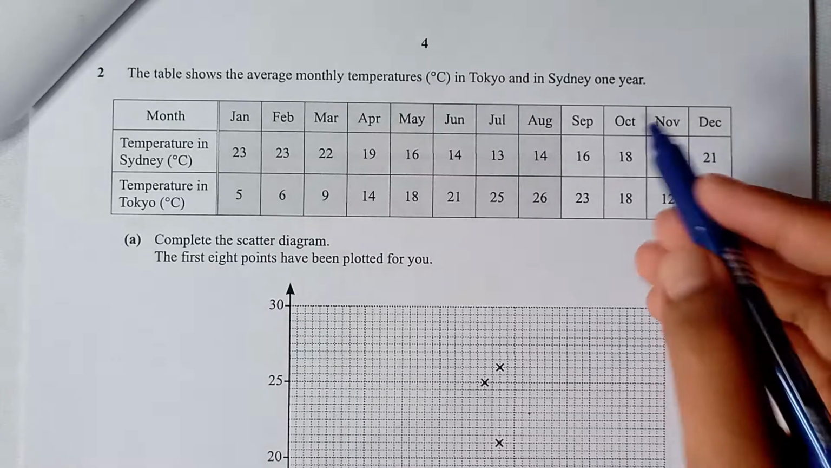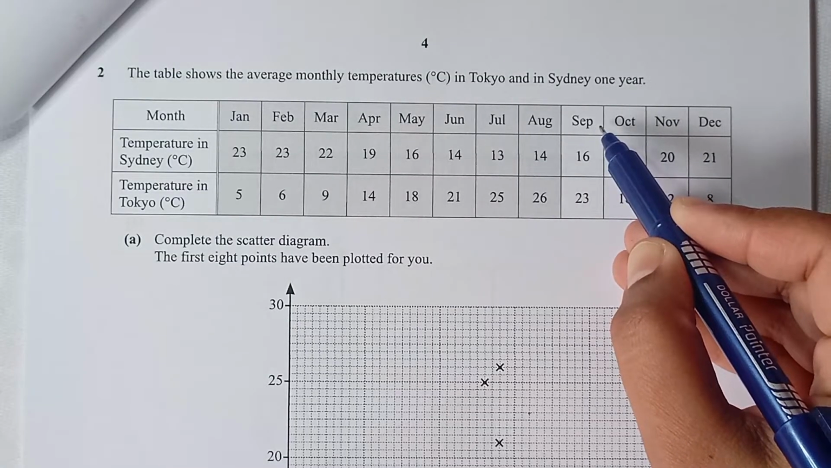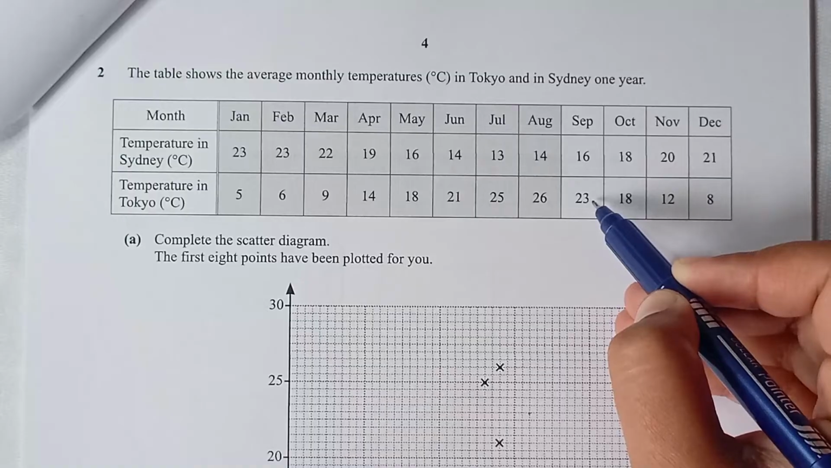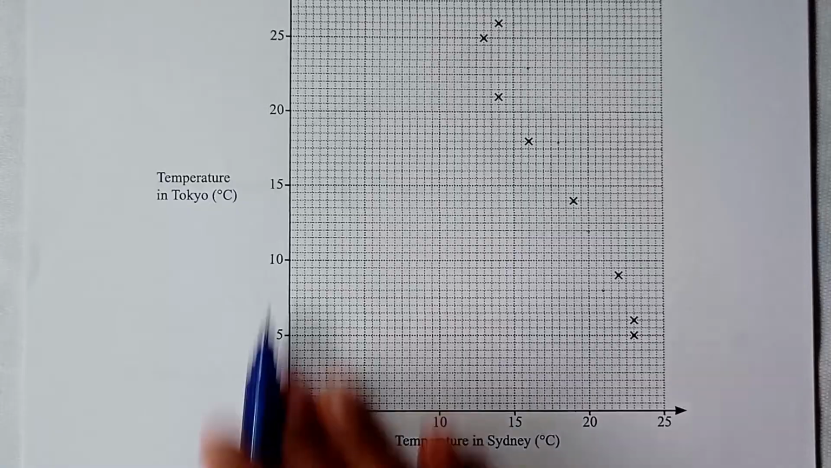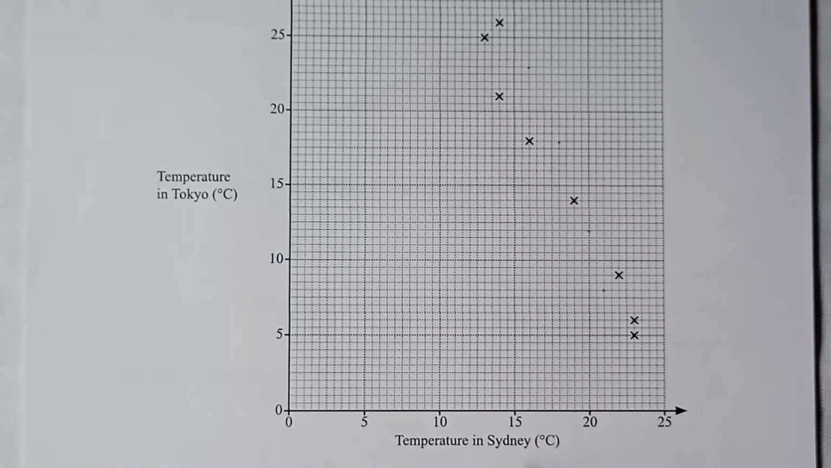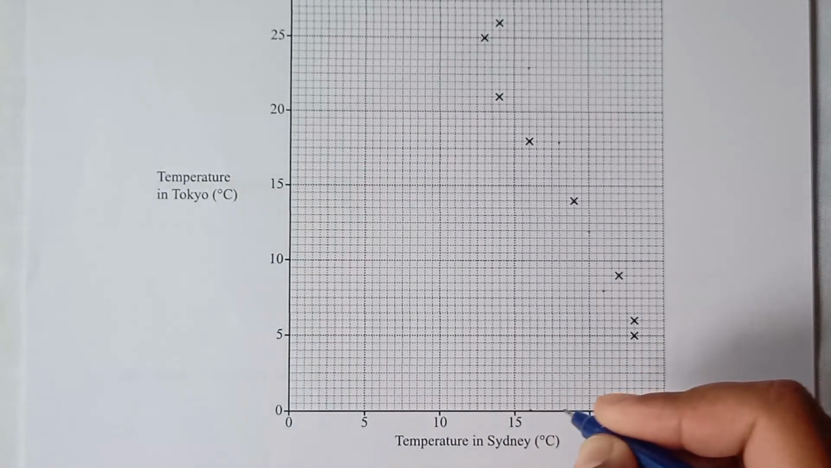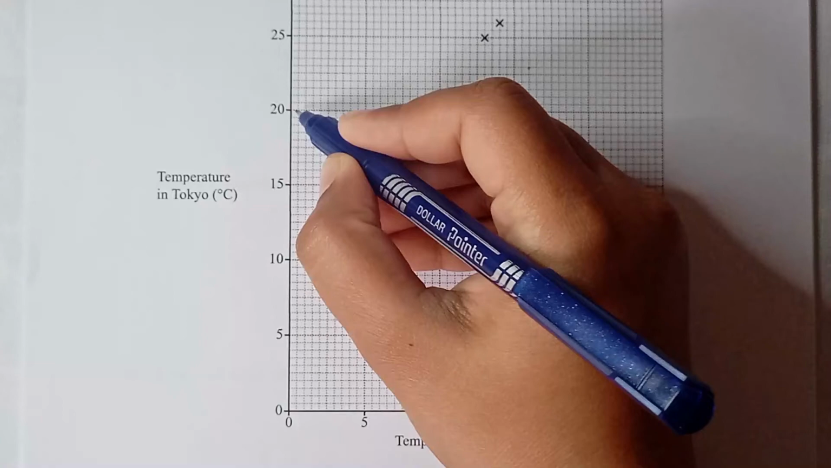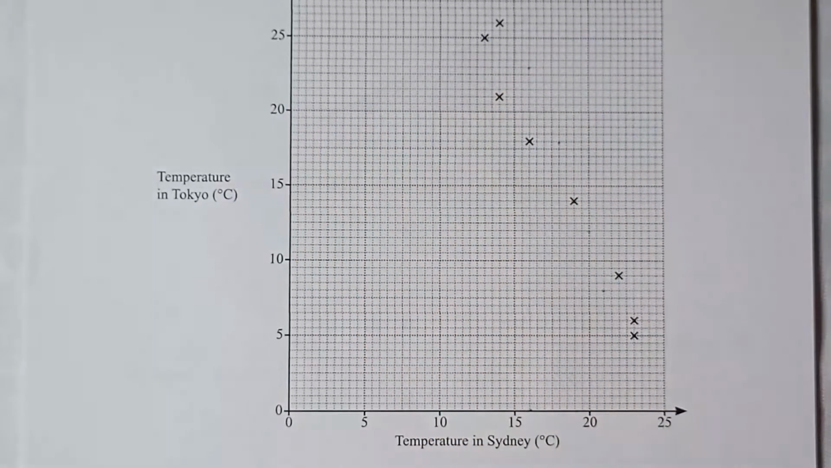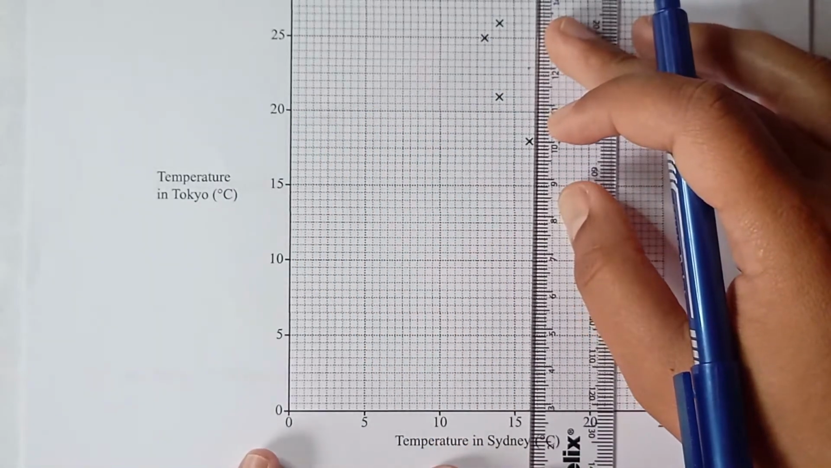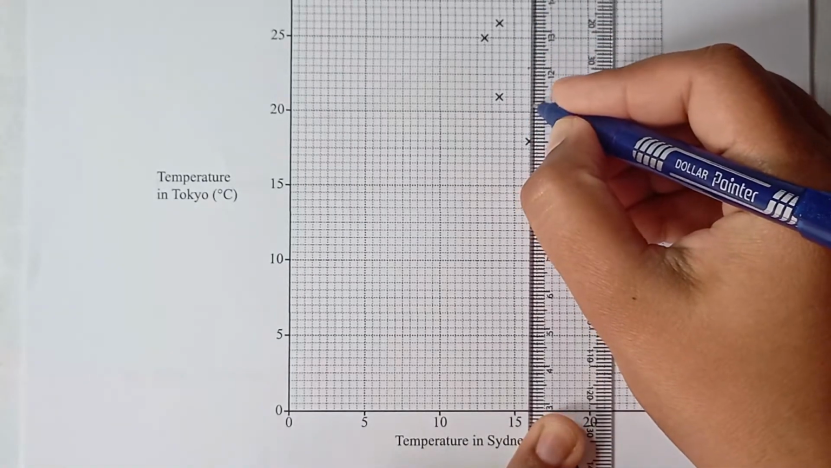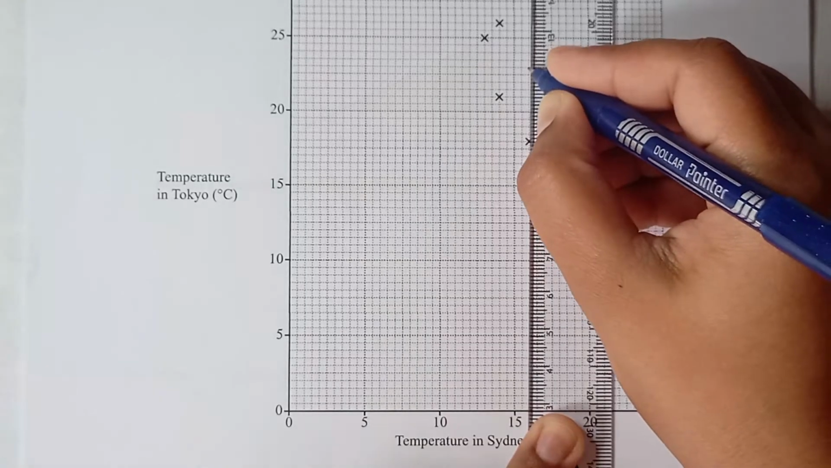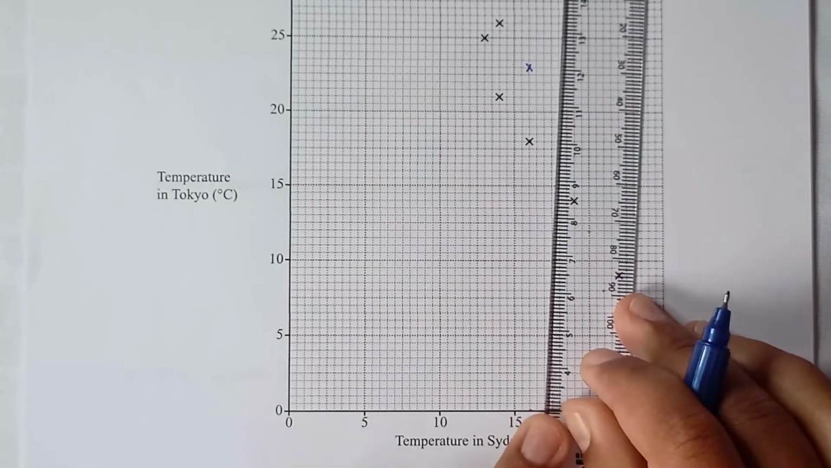Okay, now in September, the temperature in Sydney is 16 and the temperature in Tokyo is 23. So this is for Sydney and this is for Tokyo. So 16, 23. So where is 16? 2 blocks after 15 is 16, and this line is 16 and this is 20, so we have 21, 22 and 23. This point is 23.